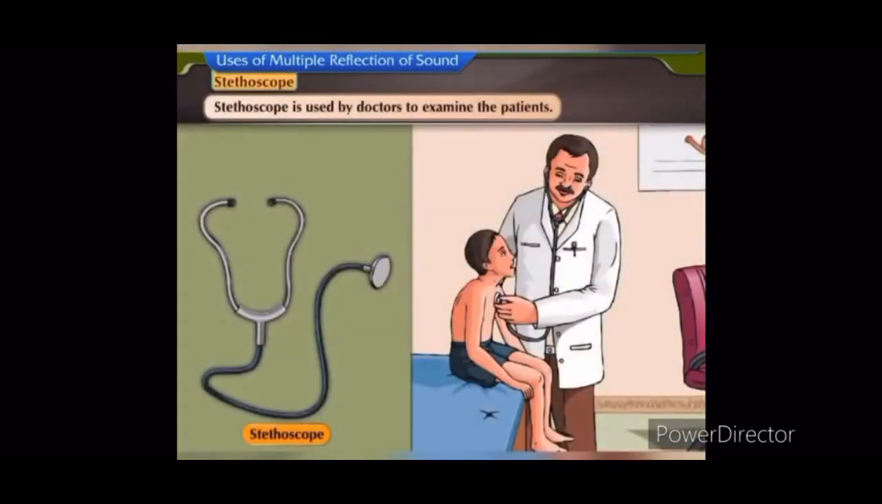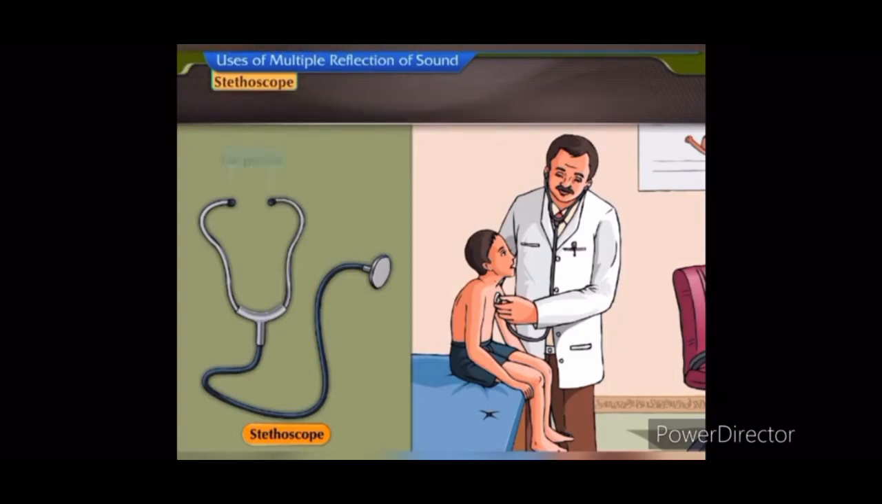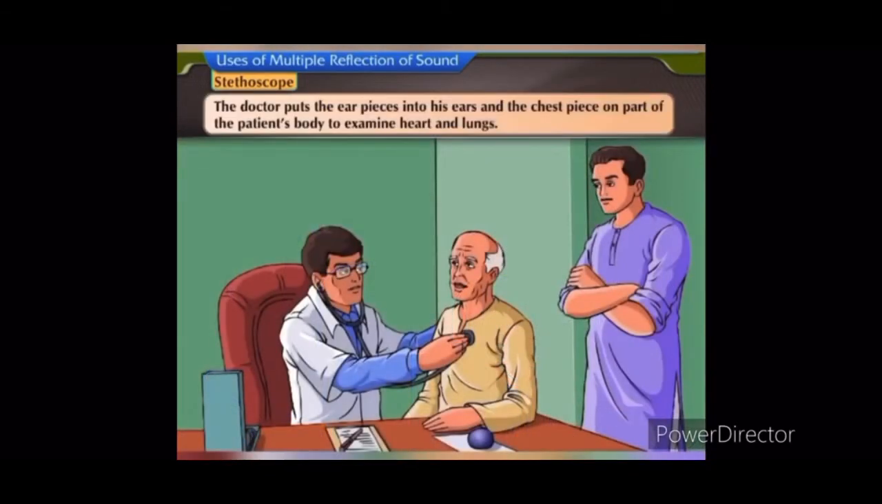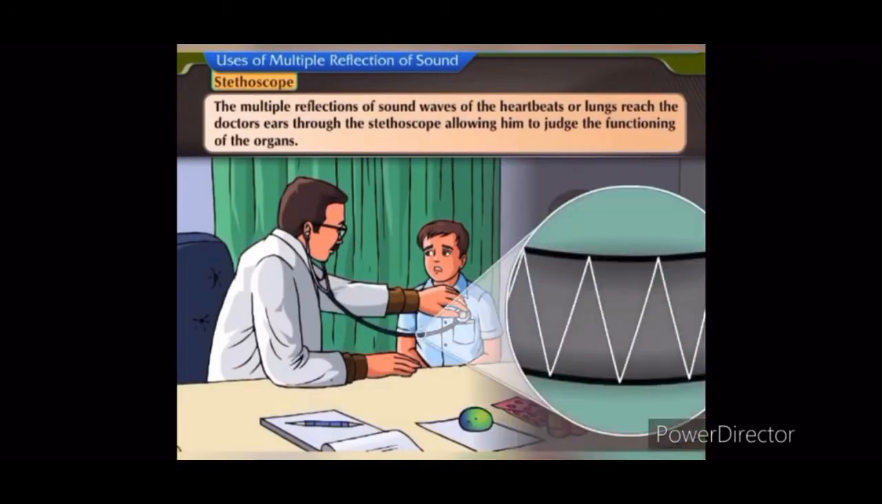Stethoscope. This device is used by doctors to examine the patients. It works on the principle of multiple reflections of sound. The stethoscope has two earpieces and a chest piece. The doctor puts the earpieces into his ears and the chest piece on part of the patient's body to examine heart and lungs. The multiple reflections of sound waves of the heartbeats or lungs reach the doctor's ears through the stethoscope, allowing him to judge the functioning of the organs.